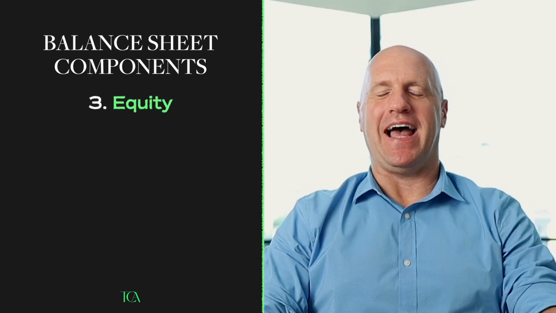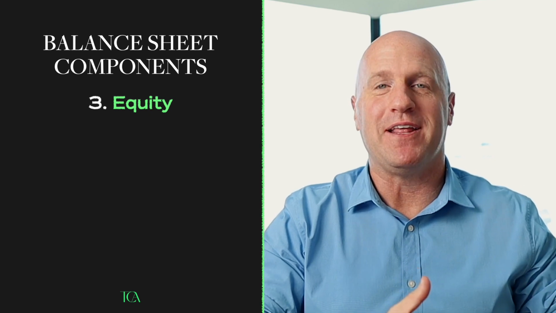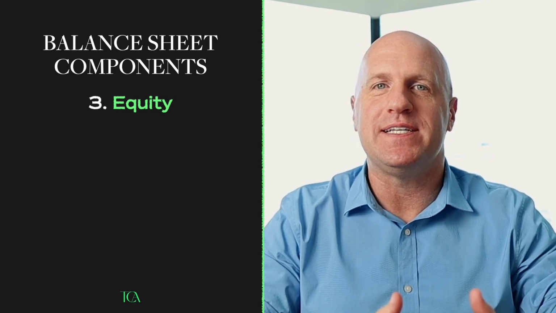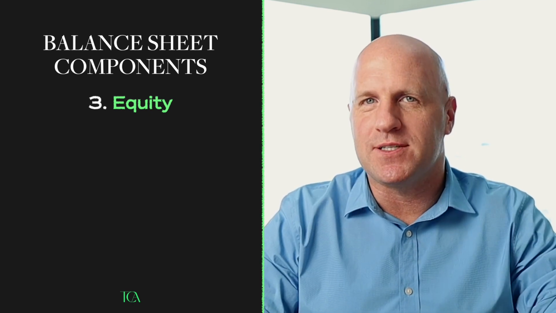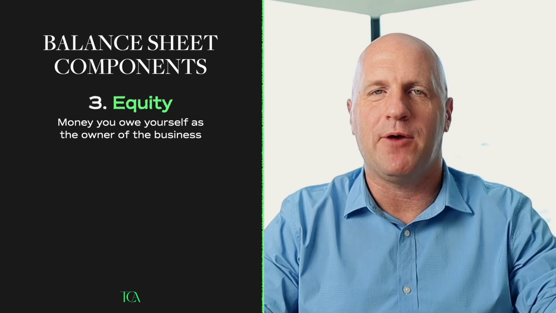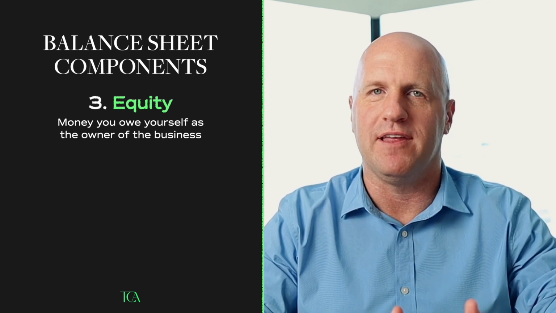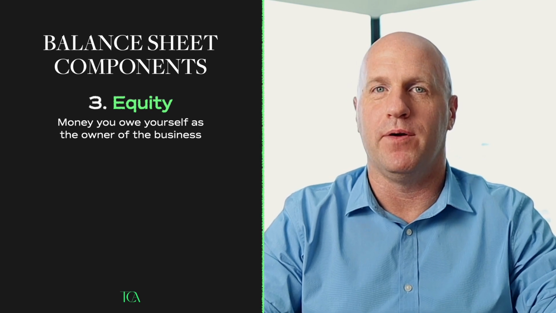Let's jam about equity. I am here for some equity. Earlier, we talked about liabilities as being money that you owe other people. Equity is very similar to liabilities, but instead of it being money you owe other people, equity is actually money that you owe yourself as the owner of a business. Now, in the world of accounting, equity can start to get really complicated really fast. But as a business owner, I want you to understand that there are three primary components to equity.